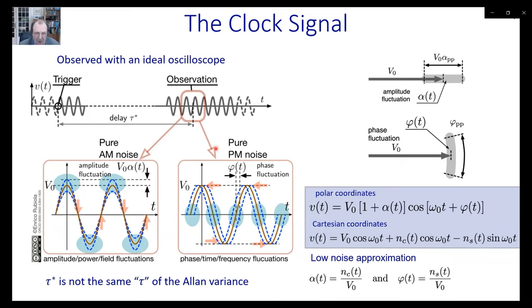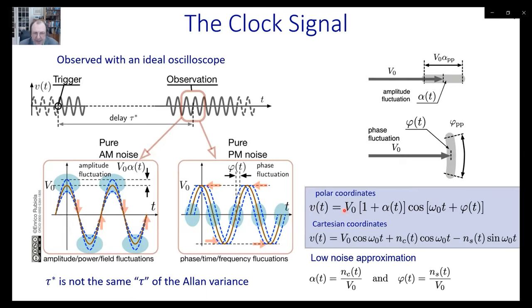Now, if we have pure PM noise, we observe that the amplitude is always stable here, as emphasized by these pink arrows, and we observe only time fluctuations here. The same thing can be represented as a vector. A pure cosine is a vector of length V0, and this vector fluctuates like this in the presence of pure AM noise, and it fluctuates like this in the presence of pure phase noise. Of course, reality is the combination of both.